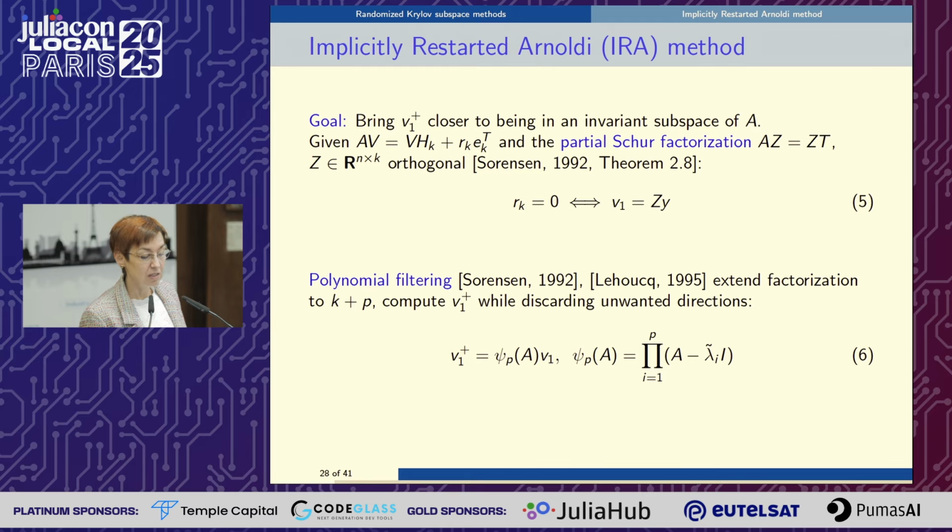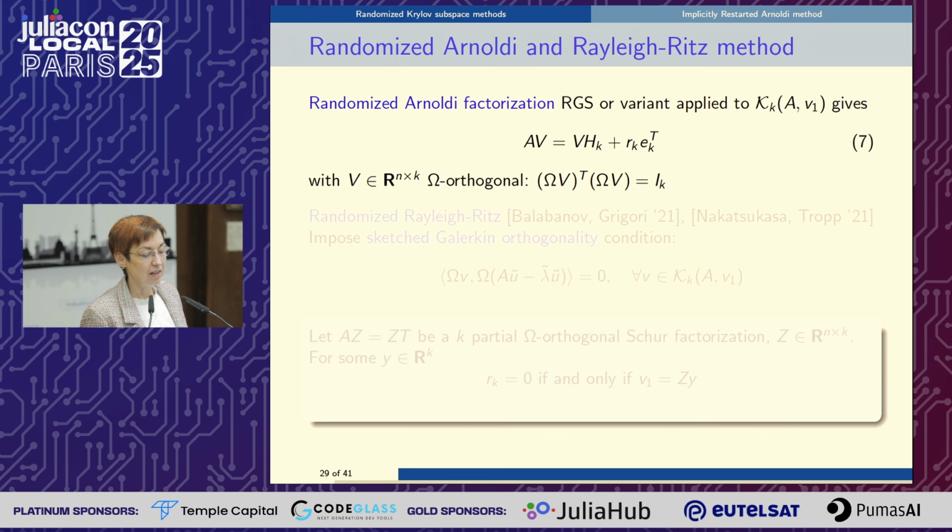This consists in saying that in this method we can focus on a particular part of the spectrum, let's say the largest eigenvalues or the smallest eigenvalues. What this does is that it extends the factorization to some k plus p, and then computes the starting vector while discarding the unwanted directions by applying polynomial filtering. And with this, I can introduce the randomized Arnoldi and the Rayleigh-Ritz method.